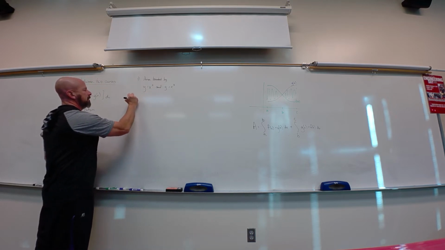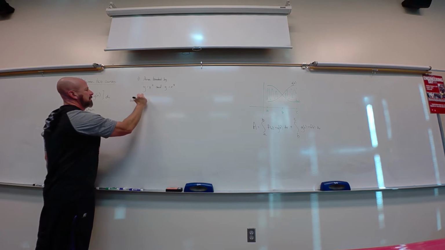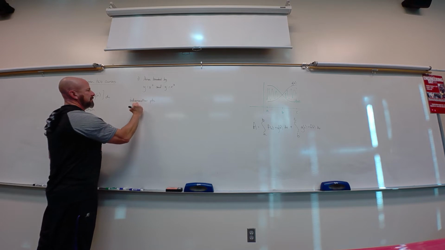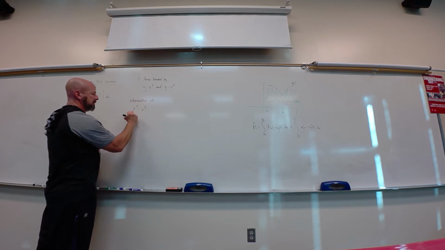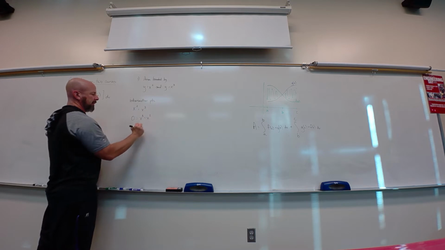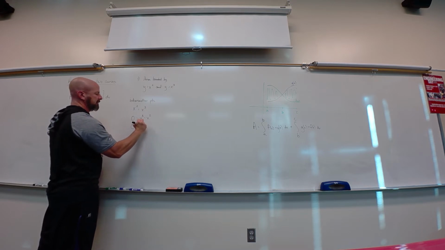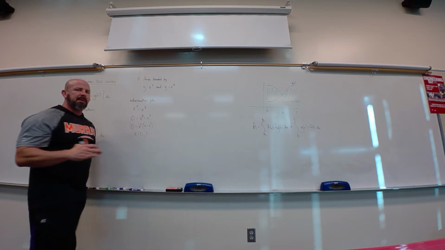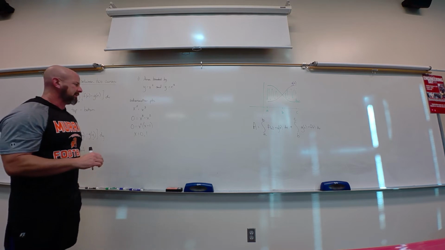If I wanted to know the intersection points, x squared equals x cubed. So zeros: x cubed minus x squared. I can factor out an x squared, times x minus 1, so that means x is 0 or 1. That would be the intersection values, 0 to 1.